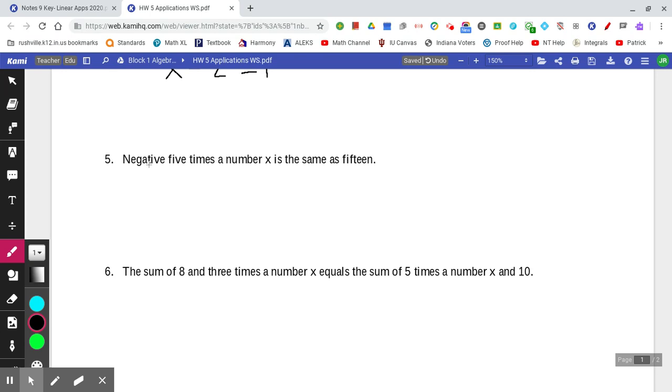Question number 5 says negative 5 times the number x is the same as 15. It says negative 5, so negative 5 times a number x. Don't write the times sign with x. Don't use the symbol for multiplication. Remember, all you need to do is attach the number to the variable and it's implied multiplication. So negative 5x equals 15.